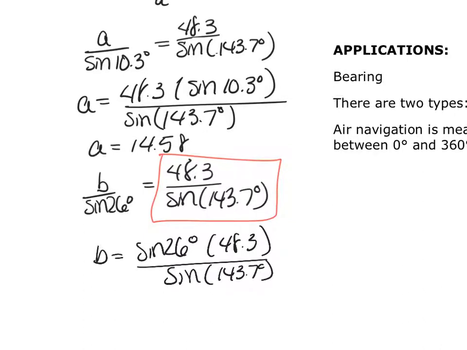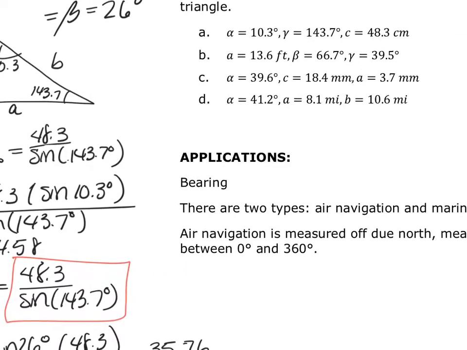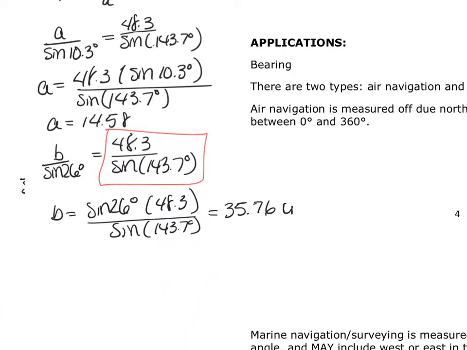So what do you all get b to be? 35.76. And what are my units on this? Centimeters. Do not forget your units.